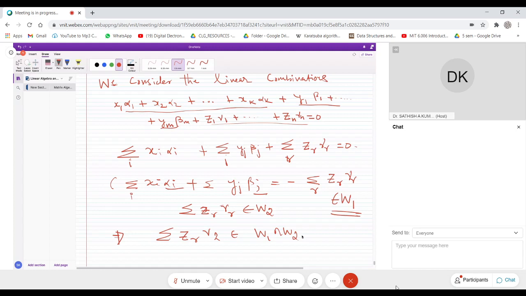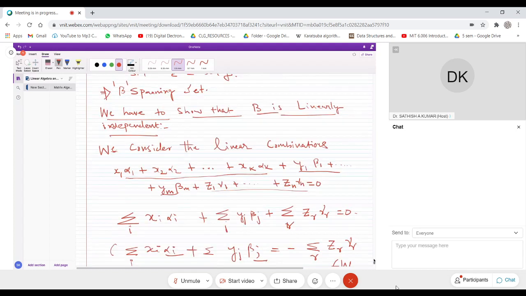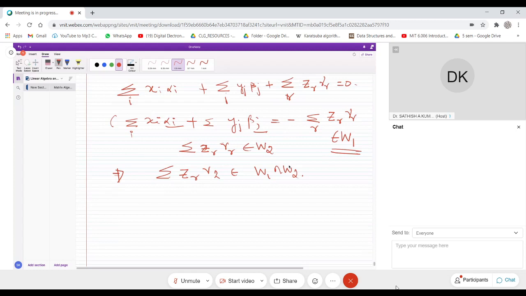And W1 intersection W2 has these vectors, so let us look once again. What are the vectors in W1 intersection W2? Then I should be able to write this as a combination of the vectors in it. So it follows that summation over zr gamma r, as a linear combination of the vectors in W1 intersection W2, can be expressed as some Ci into alpha i.